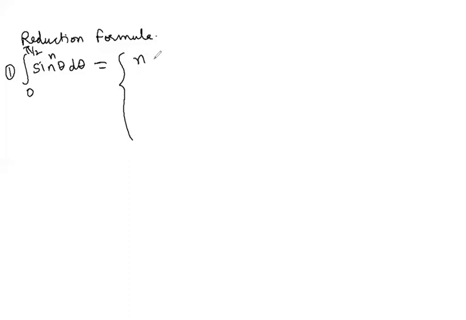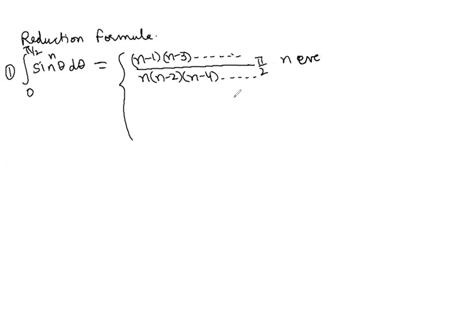This is n minus 1 into n minus 3 and so on, upon n into n minus 2, n minus 4 and so on, and we end this process, we go on decreasing by 2 till we get either 1 or 2, right? So this is for n even, into pi by 2. And the same thing happens, n minus 1, n minus 3 and so on, upon n into n minus 2, n minus 4 and so on, without pi by 2 for n odd.